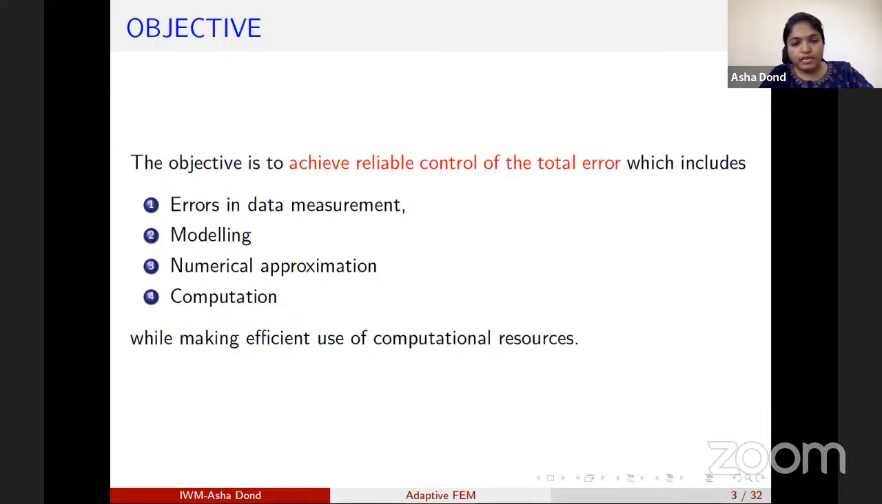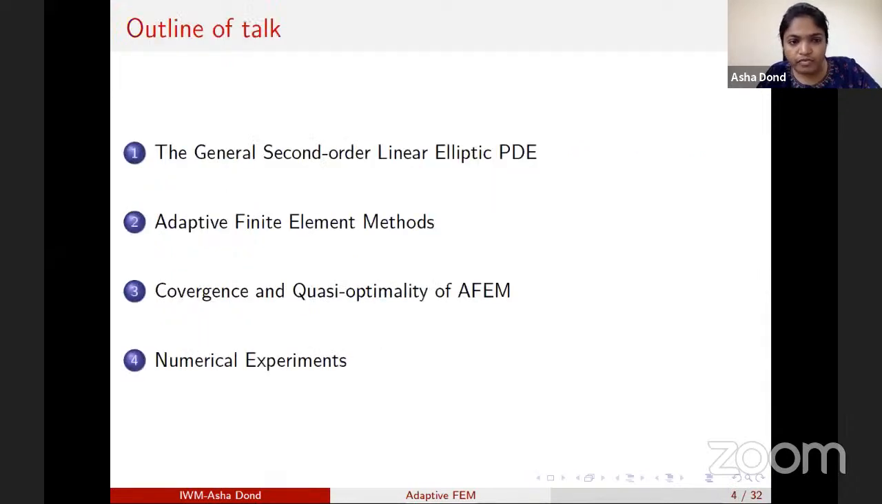So now after this introduction, I will go to the main problem I have worked on. I worked on second order general elliptic equations. I will introduce this problem and then give a brief introduction to the finite element method. After that, I will motivate why the adaptive finite element method is necessary, and I will give the algorithm by which it works. For this method, we will see how convergence analysis and quasi-optimality analysis have been proved. And in the last session, we will see numerical experiments.